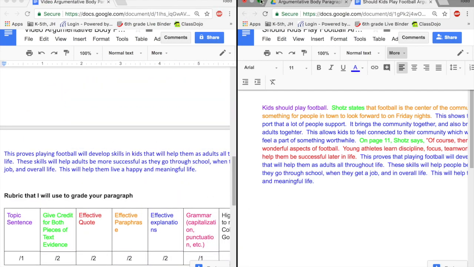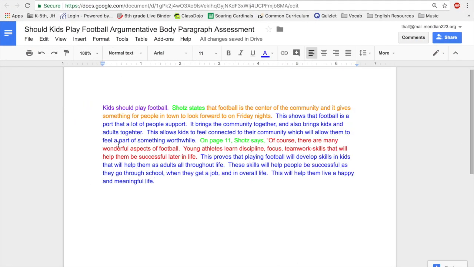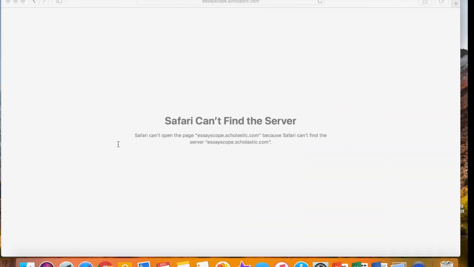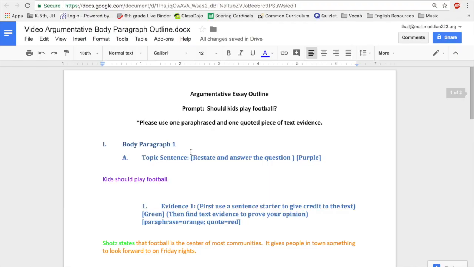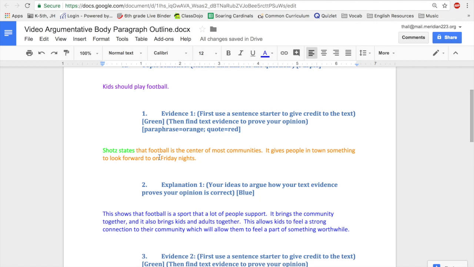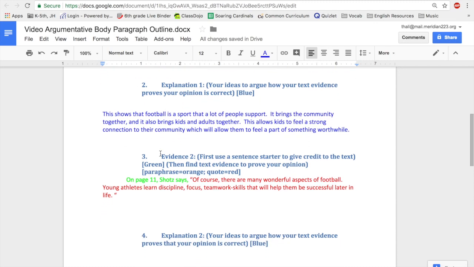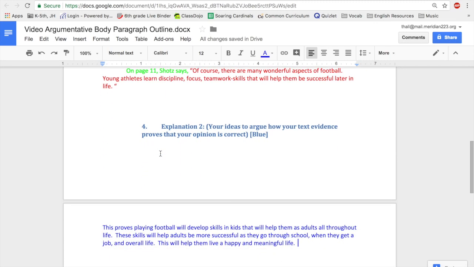Okay, so again, this is a good example of a well-written body paragraph. I don't expect you to have all this when you're writing. This is a really good example. What I do expect is one sentence for each component of our outline. So we need to restate and answer the question. You need one piece of paraphrased text evidence, one piece of quoted text evidence, and at least one sentence after each piece of text evidence that is your opinion to prove how your text evidence proves your opinion.